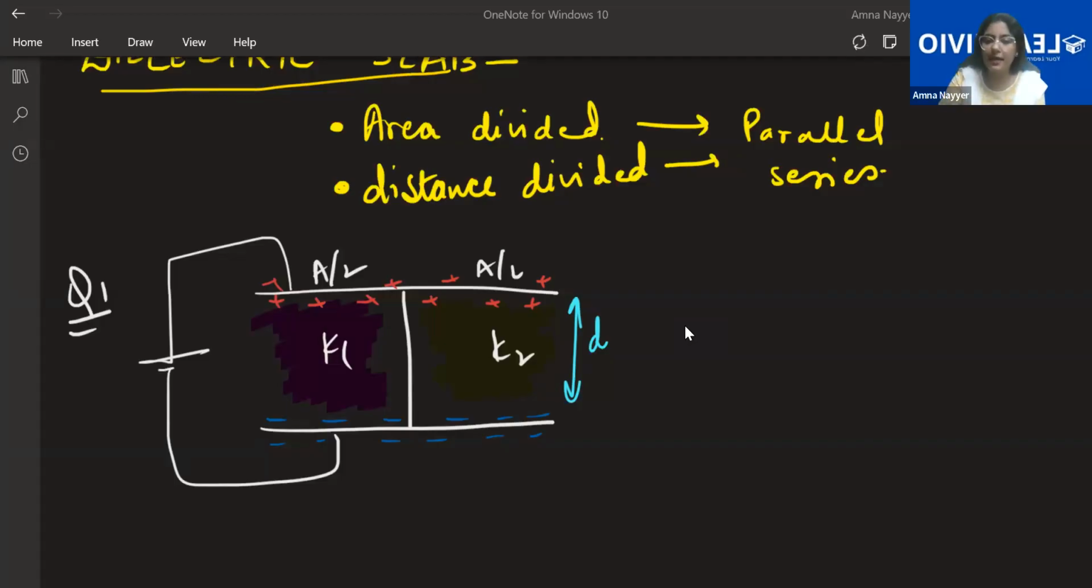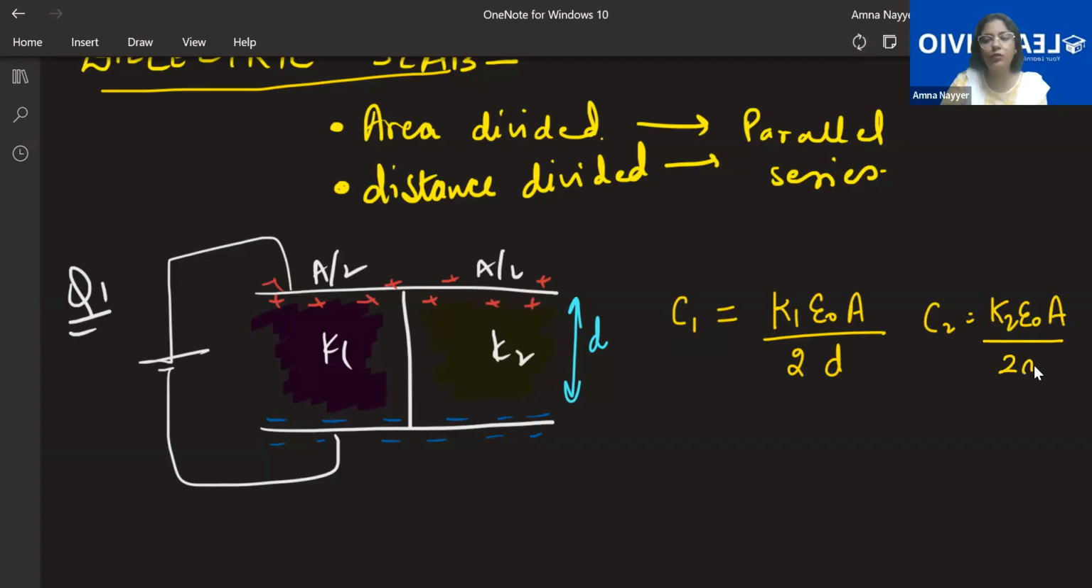We just know that it will be a parallel connection. Calculate the individual capacitances. For the dielectric slab, we know C1 is going to be K1 epsilon naught, area is A by 2, and distance is d. C2 will be K2 epsilon naught A by 2d.